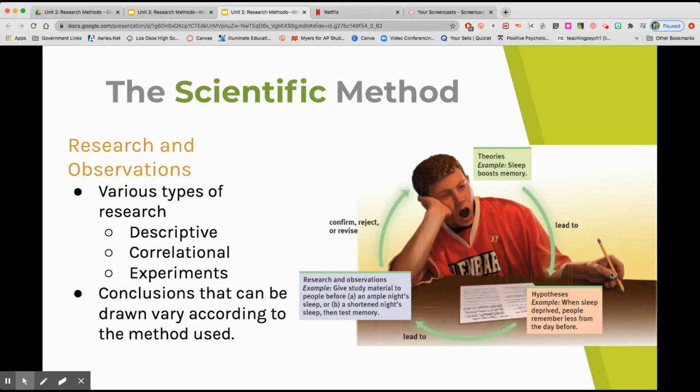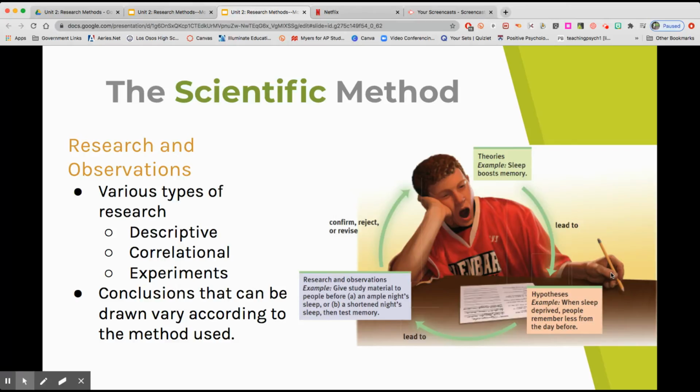So our next step is to actually conduct the research, okay? Do our observations. And this can be done through a variety of types of research. We'll be talking about all three of these as we move through this unit, starting today with descriptive. We'll also talk later about correlational, that's looking at relationships between variables. And then finally, experiments, where we have an independent variable, a dependent variable, and so forth. What's going to be described here is more in line with an experiment. Then we look at our results and what conclusions I can draw from those results.